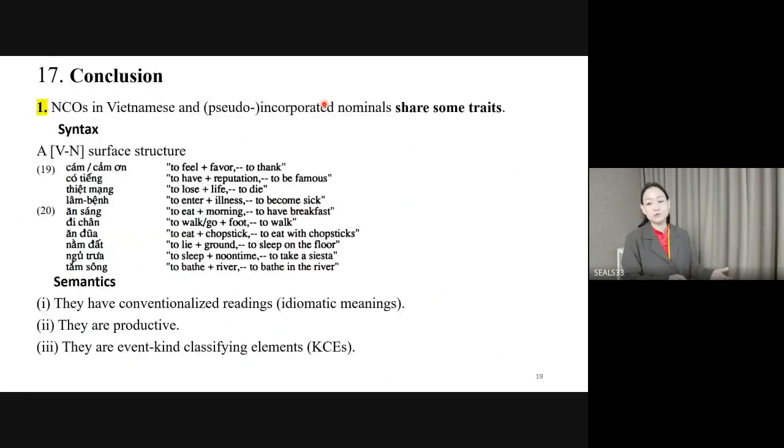Okay, so for the conclusion, I'll answer my first question. Yes, Vietnamese can share some semantics and syntax with pseudo-incorporated nominals. Like on the surface, they are VN. In semantics, their construction has a conventionalized meaning, they are productive, and they can also classify events. Also, I say that this term is claimed by Zhang Ning.